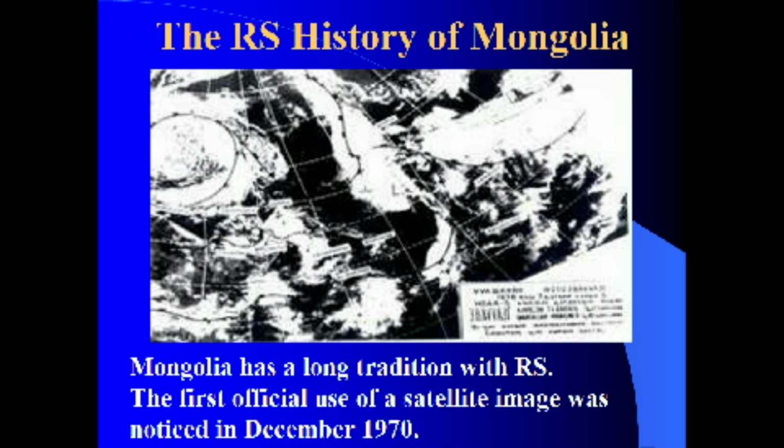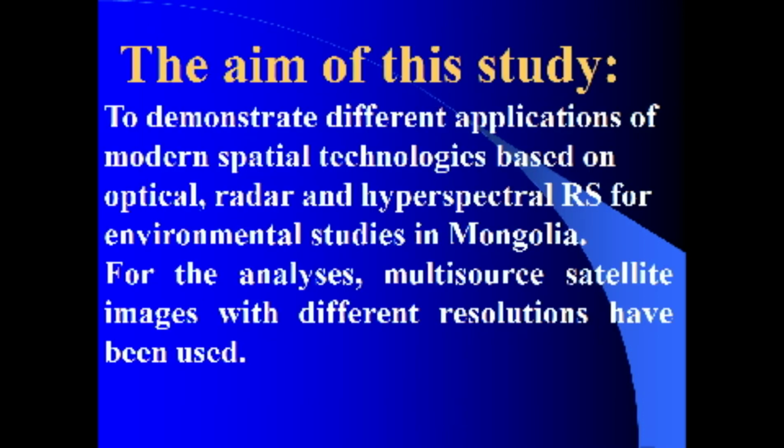Here you can see the cloud image acquired from an American satellite in December of 1970 by meteorological specialists of Mongolia. In the current study, in general, we wanted to demonstrate different applications of modern spatial technologies based on optical, radar, and hyperspectral remote sensing for environmental studies in Mongolia. For this purpose, we have used multi-source satellite images with different spectral and spatial resolutions.